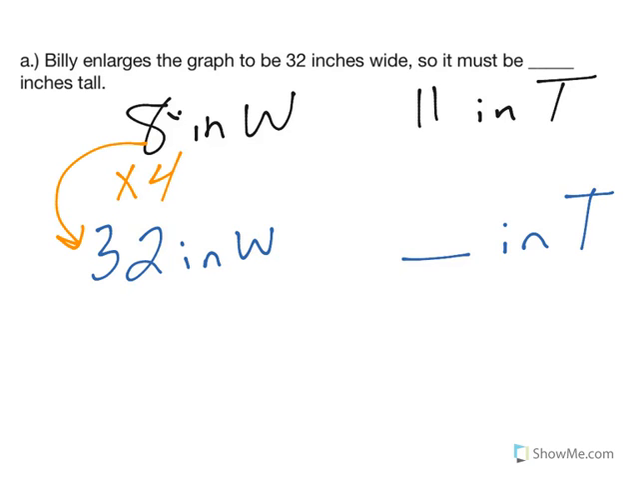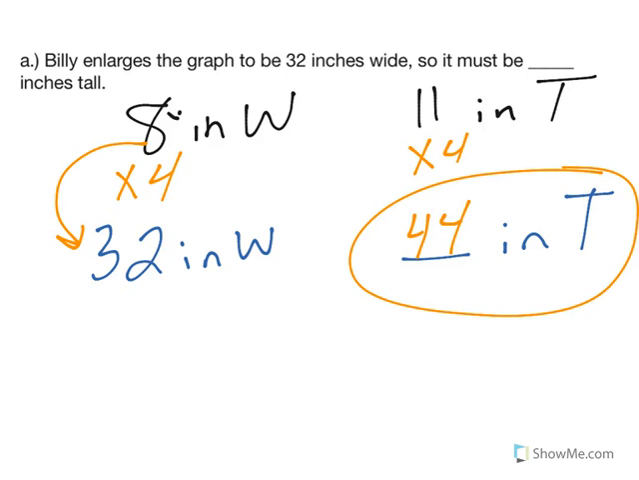When you're talking about staying consistent, making this to scale, if you multiply the width by 4, you have to multiply the height by 4. So on the tall end of this, if I take 11 times 4, my picture, the graph, would have to be 44 inches tall because you multiplied by the same on each direction.